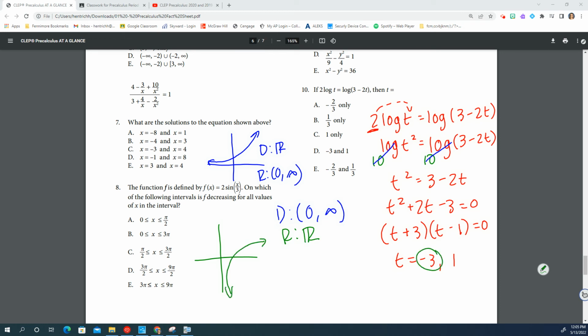So if I look at negative 3 and plug that back into my original equation right here, I'd be taking the log of negative 3. I know we don't have our calculators, but if you were to type that in, it would say domain error. Can't do that. So it's actually only C.